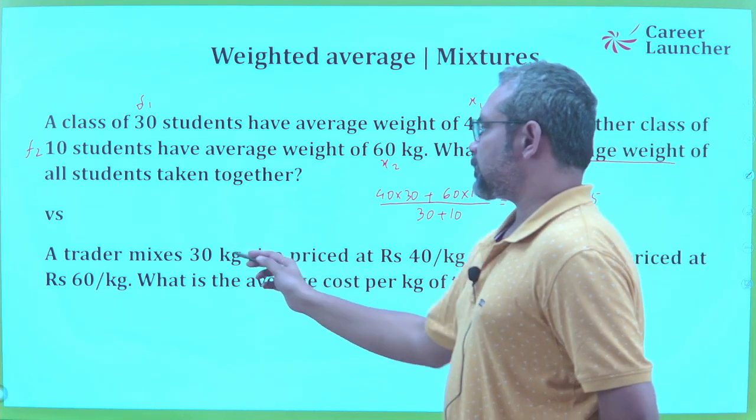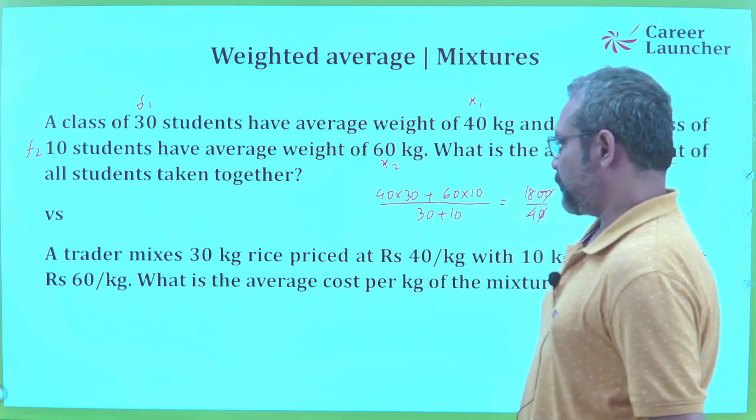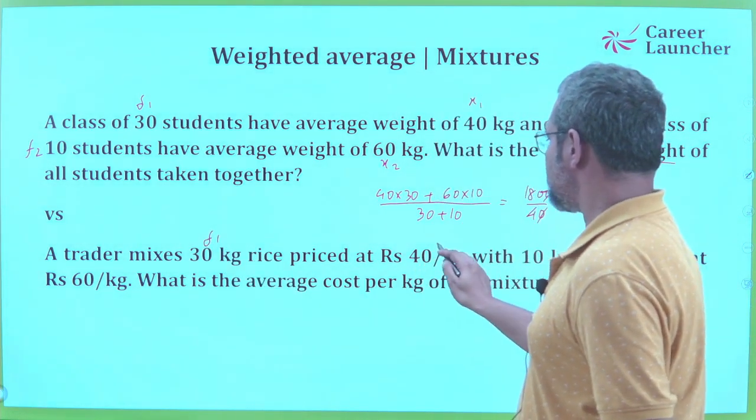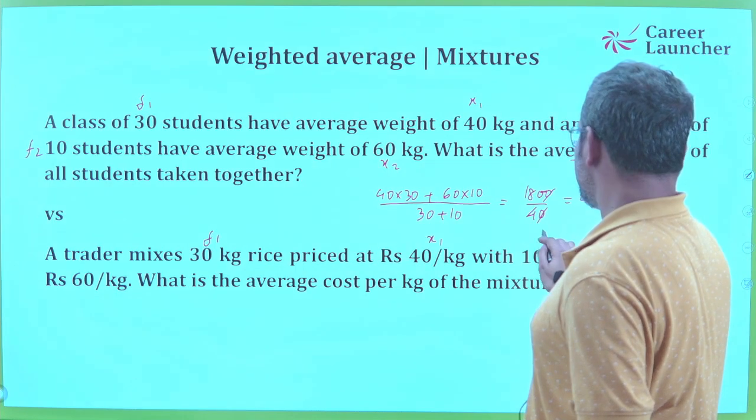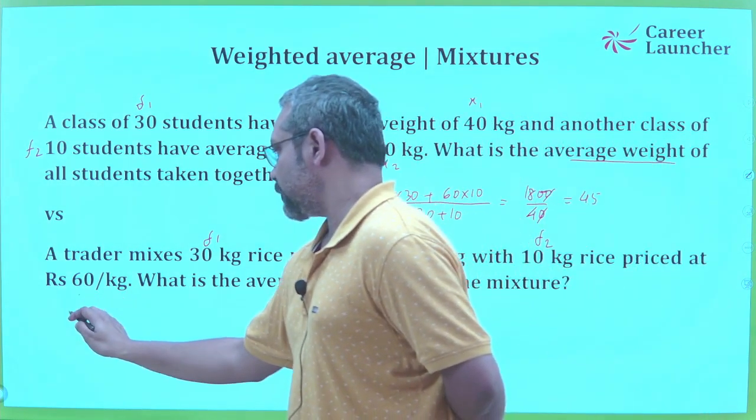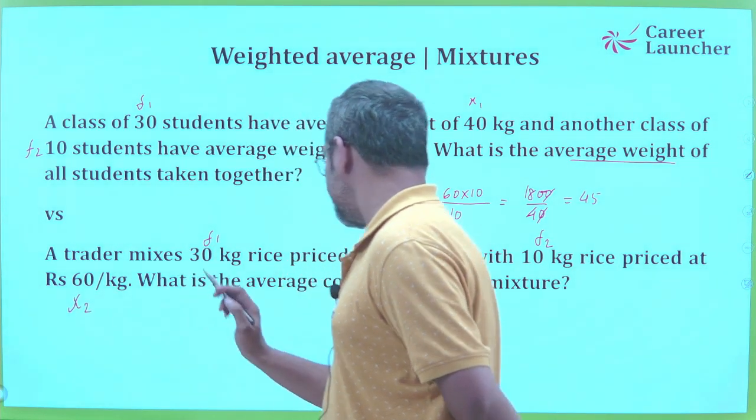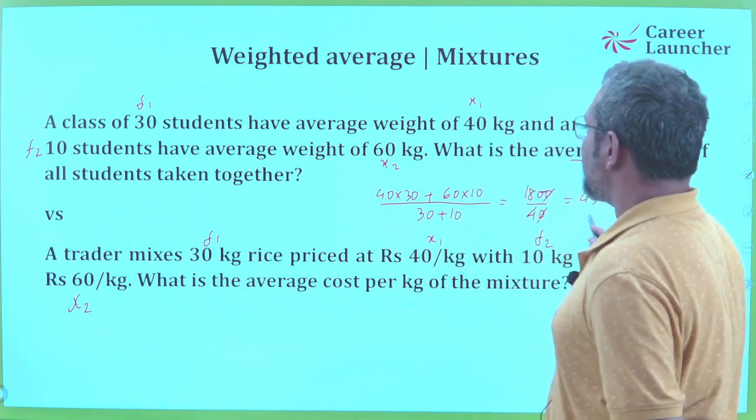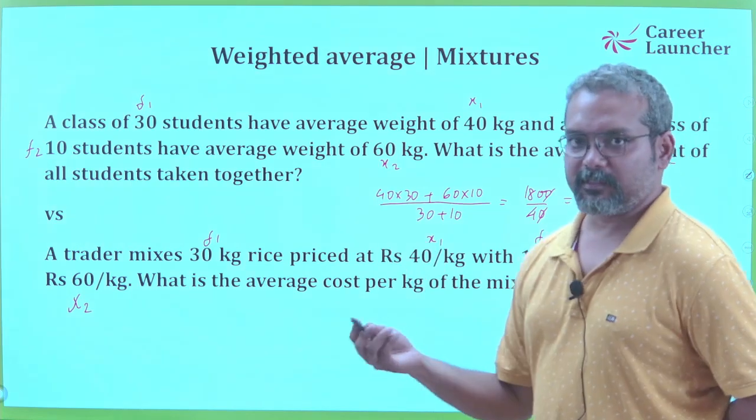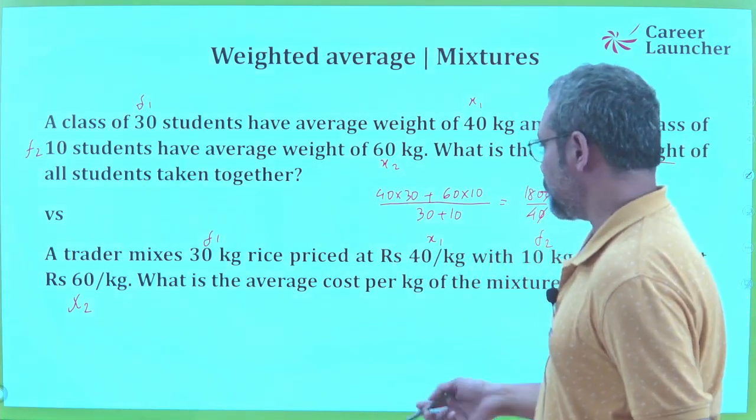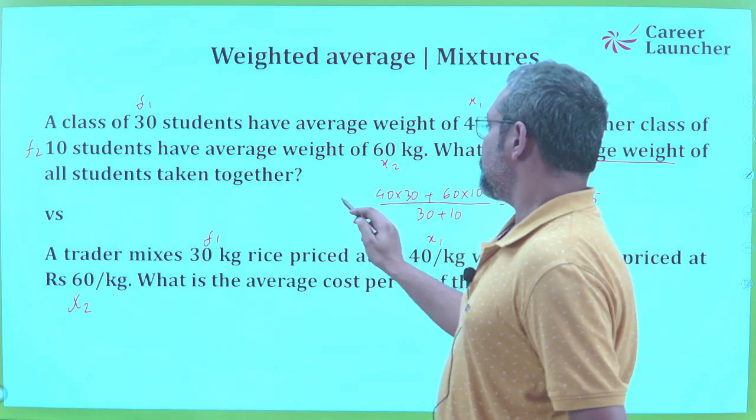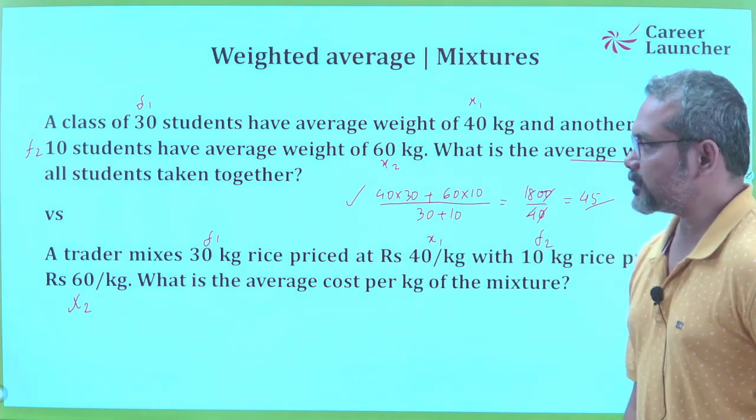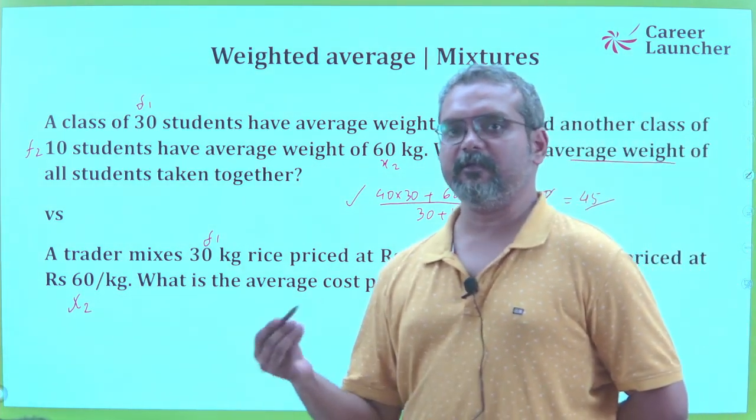If you look at the question just below it, it looks kind of different, but it's actually the same. This is your frequency, this is your value, this is your frequency, and this is your value. Even though here we are actually mixing and here we are not really mixing students, the concept or the idea remains the same. So here we will also do the same thing and we will still get the same answer, 45. So these two are basically the same concept, just presented in a different form.